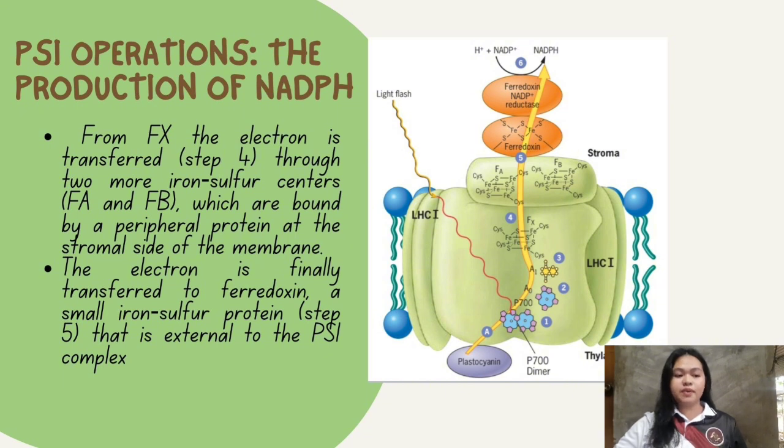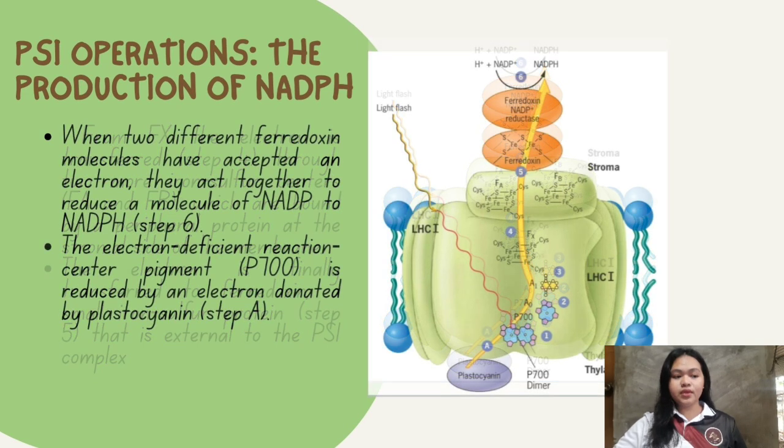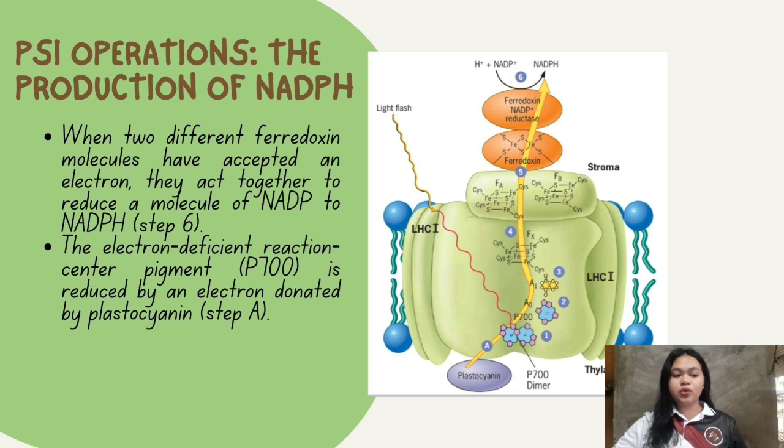The electron is finally transferred to ferredoxin, a small iron sulfur protein that is external to the photosystem 1 complex. So, when the two different ferredoxin molecules have accepted an electron, they act together to reduce a molecule of NADP to NADPH. The electron deficient reaction center pigment, or the P700, is reduced by an electron donated by plastocyanin.